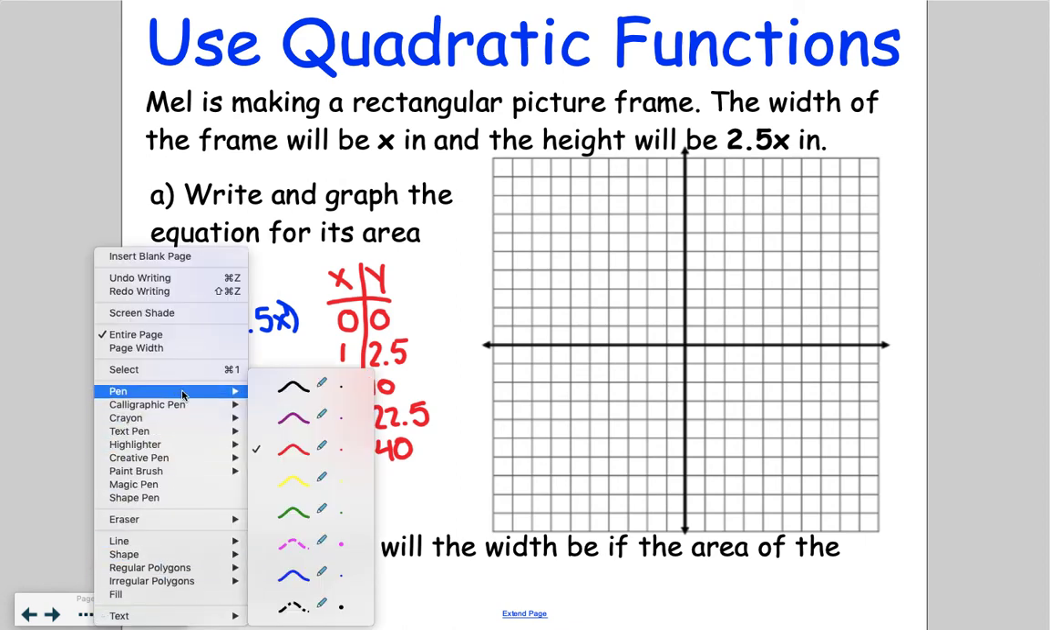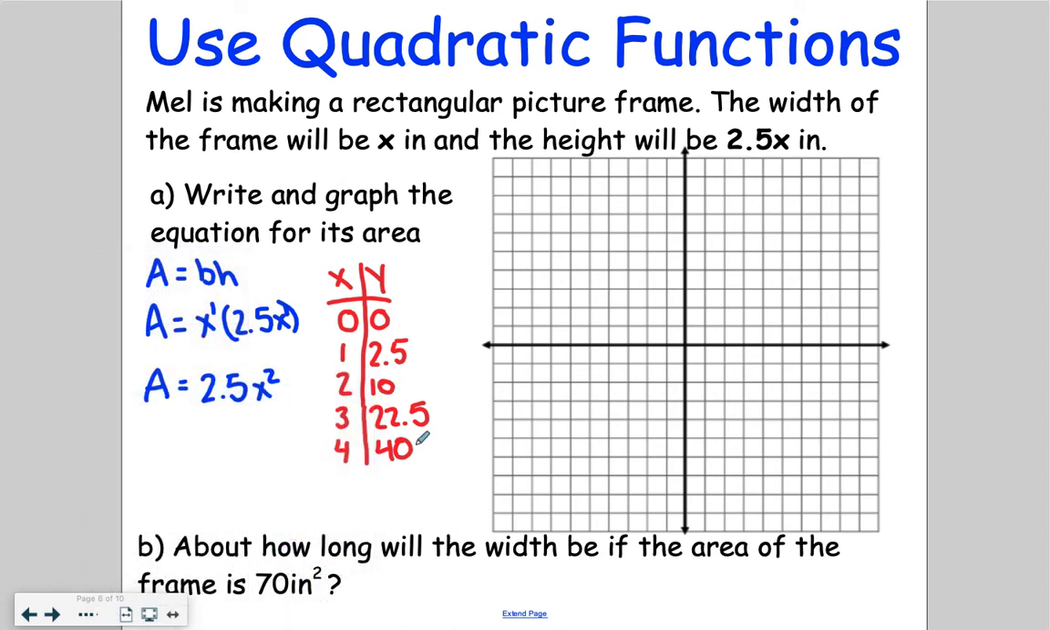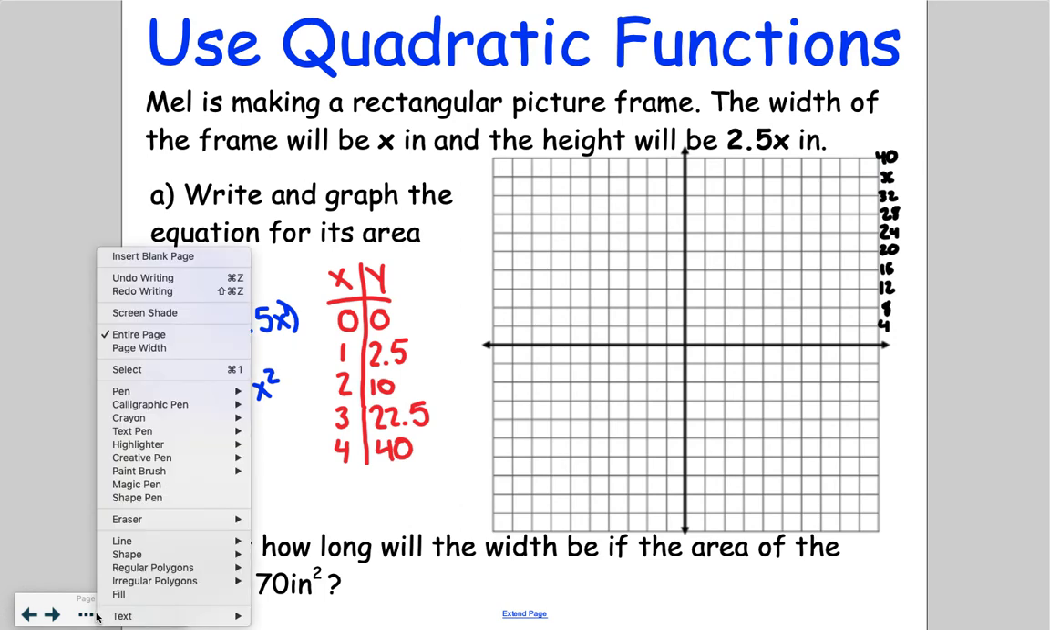Now, I need to be able to fit these numbers onto the graph, and I need to be able to go up to 40. So I'm going to go ahead and I'm going to count by 4s. So I'm going to go 4, 8, 12, 16, 20, 24, 28, 32, 36, and 40. So now I need to plot these points.